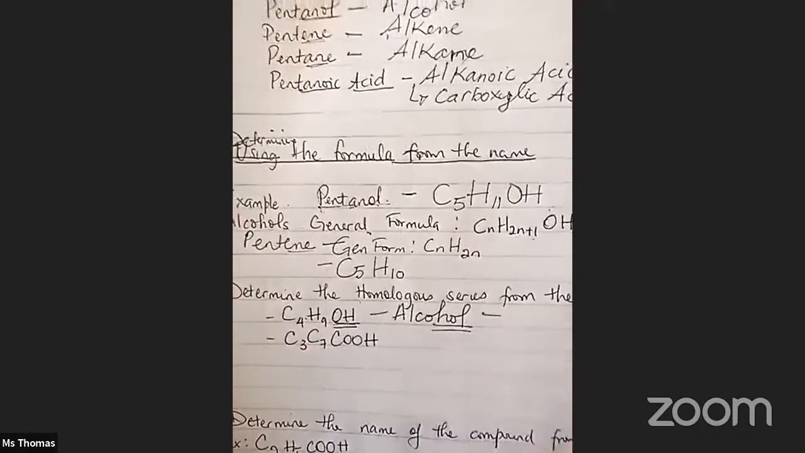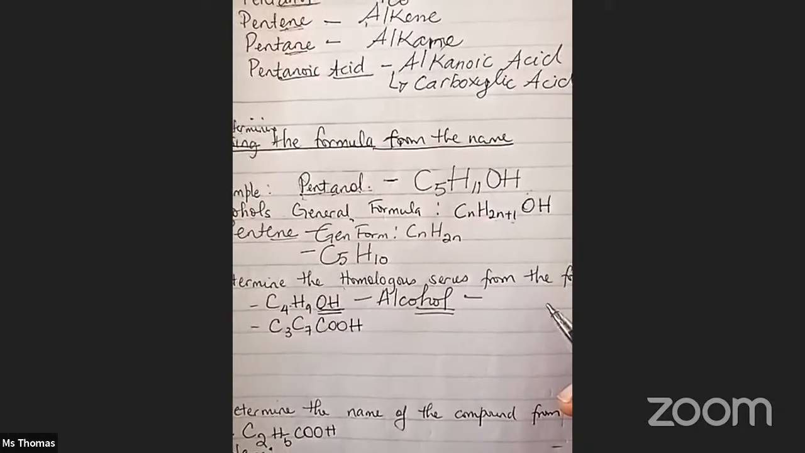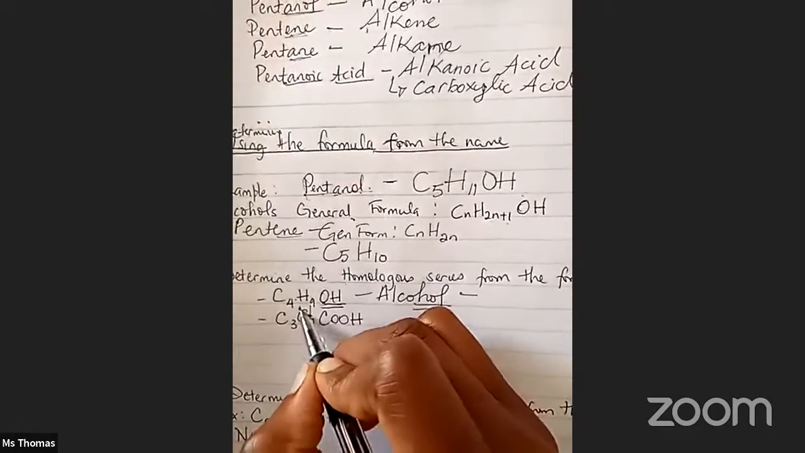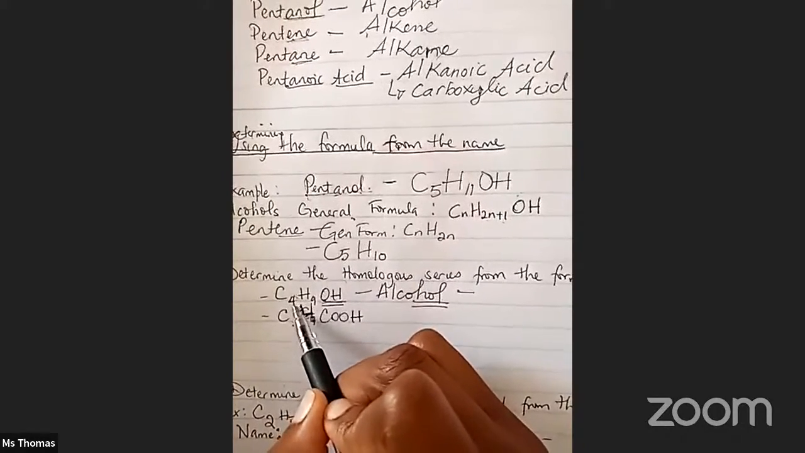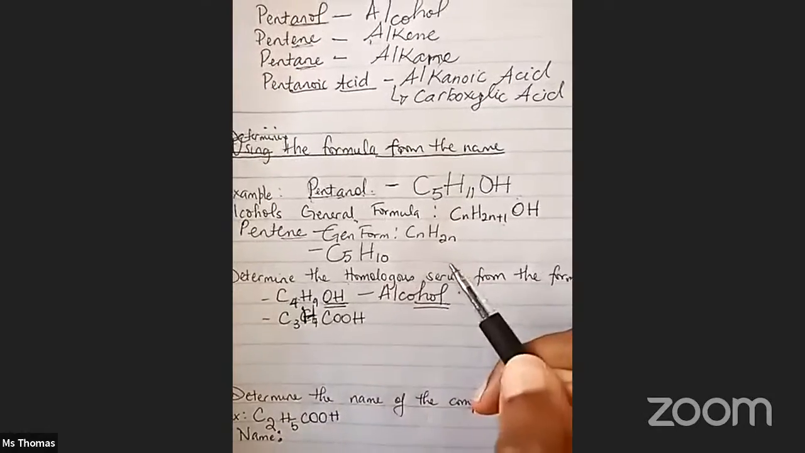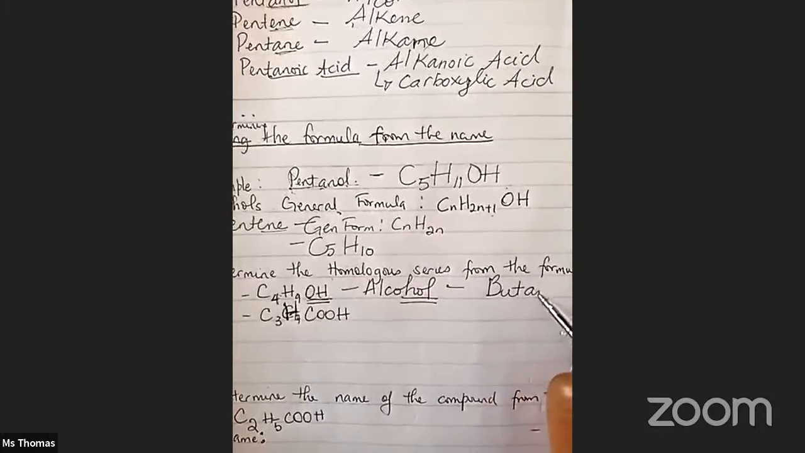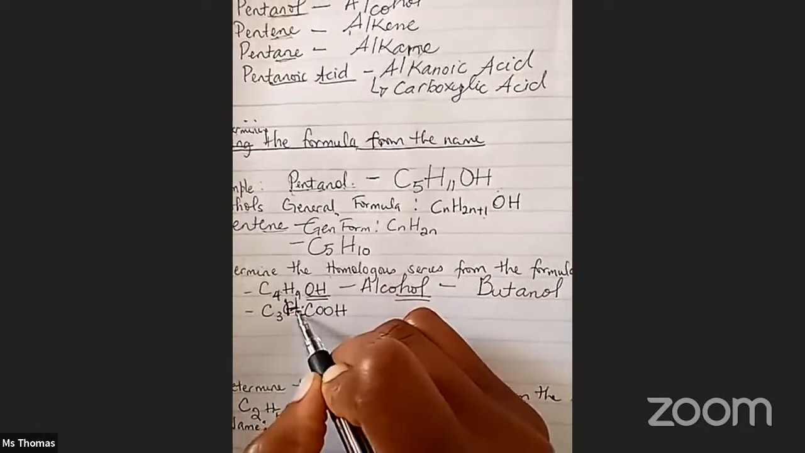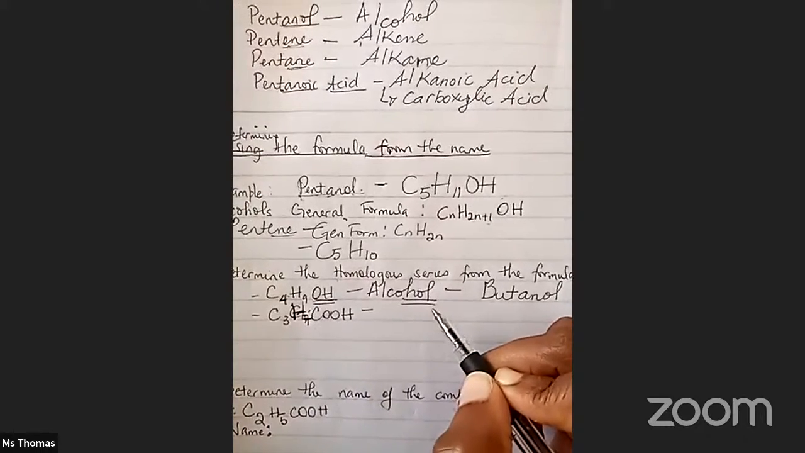All right, tell me the name of this alcohol. Tell me the name of this alcohol, class. Butanol? Because four carbons means it is but-, so it's butanol. All right, let's look at this now. C3H7COOH. So what homologous series does this compound belong to?